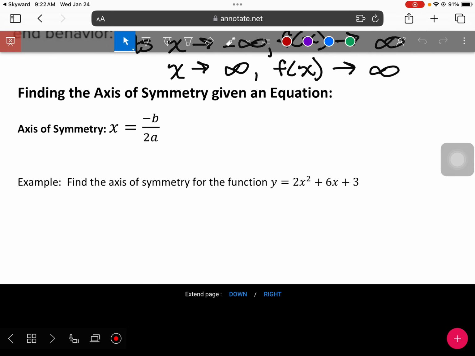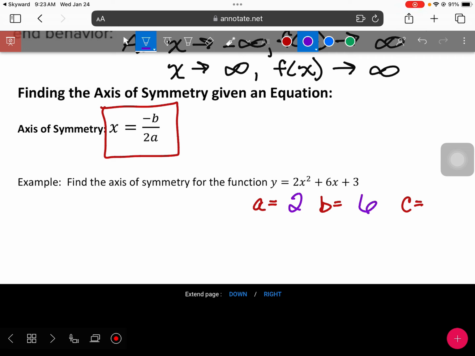So finding the axis of symmetry given an equation says x is equal to the opposite of b divided by 2a. Okay? The example says find the axis of symmetry for this function. So I need to find my a, my b, and my c values. Ready? Give me the a. Give me the b. Give me the c.